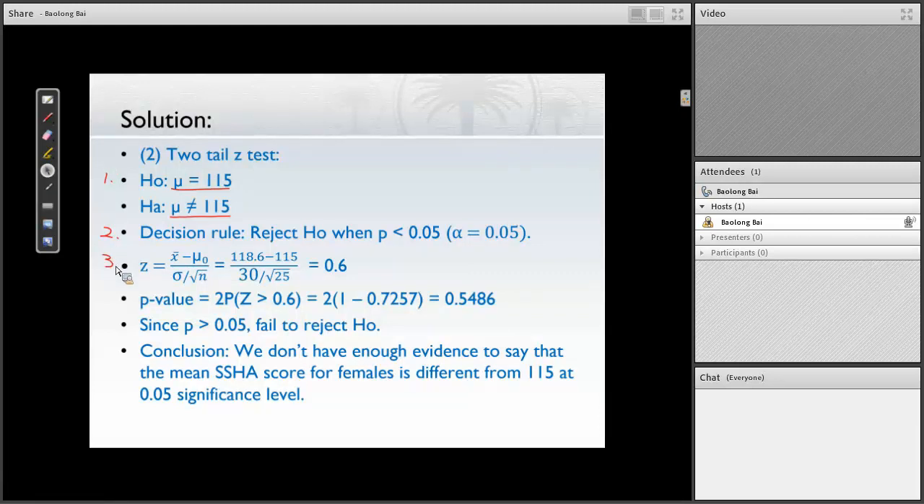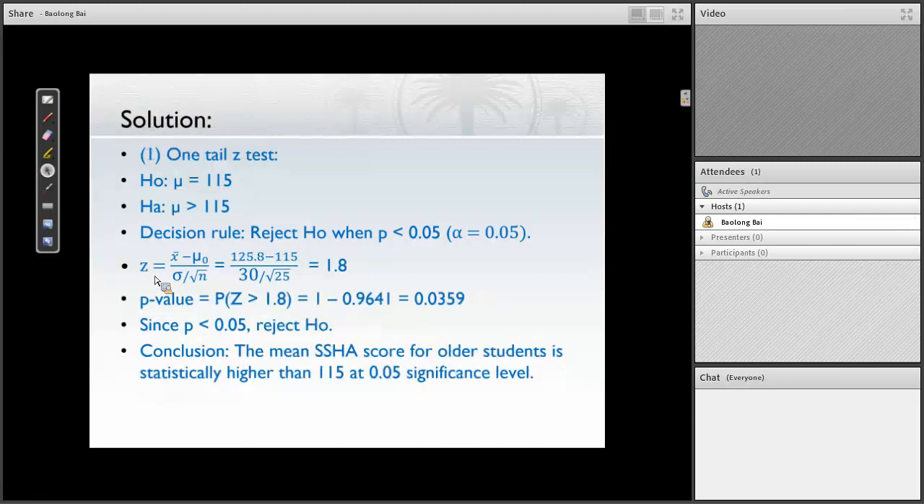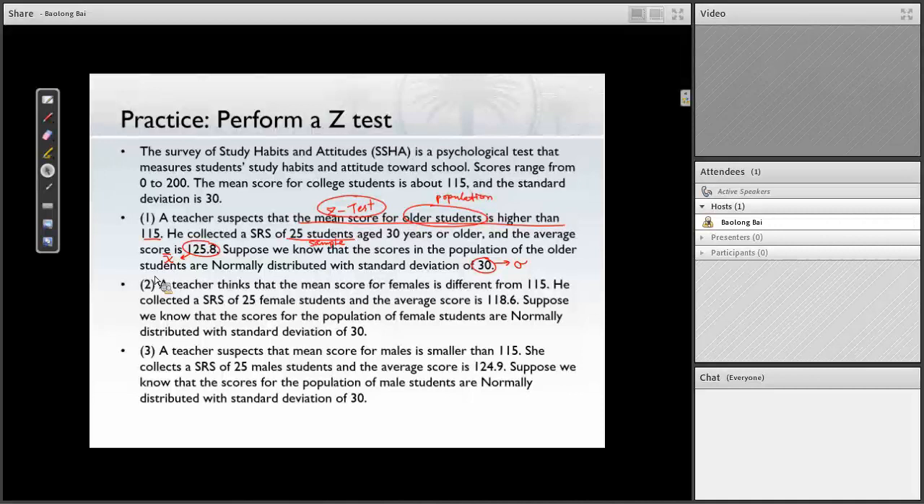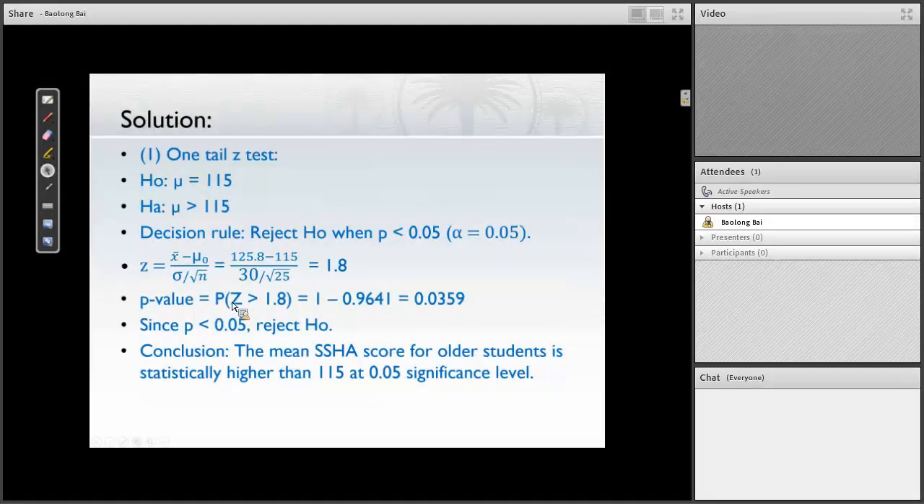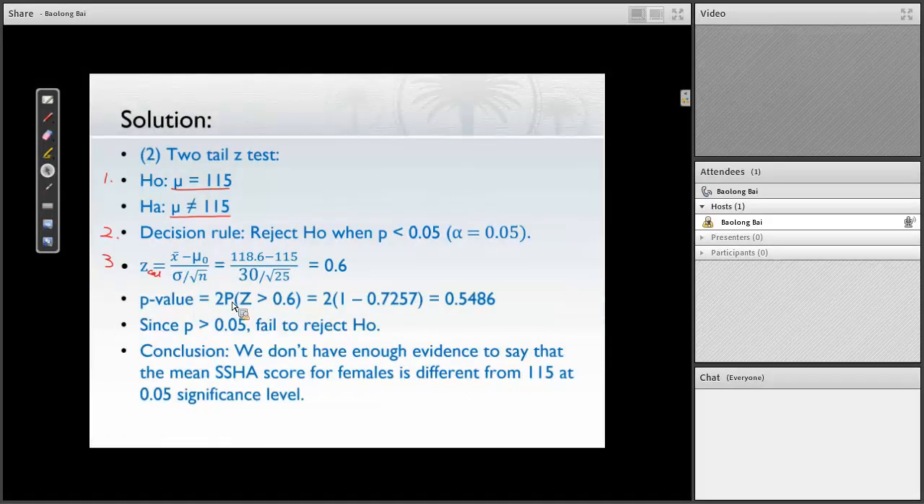Step 3, calculating test statistic and find p-value. So this is our z-cal. X bar minus mu divided by sigma over square root of n. So if you look at the question, we're going to have x bar is 118.6, right? And sigma equal to 30, and then sample size n equal to 25, right? So then you plug into the calculation, x bar minus mu divided by sigma over square root of n, so you calculate the z-score as 0.6.